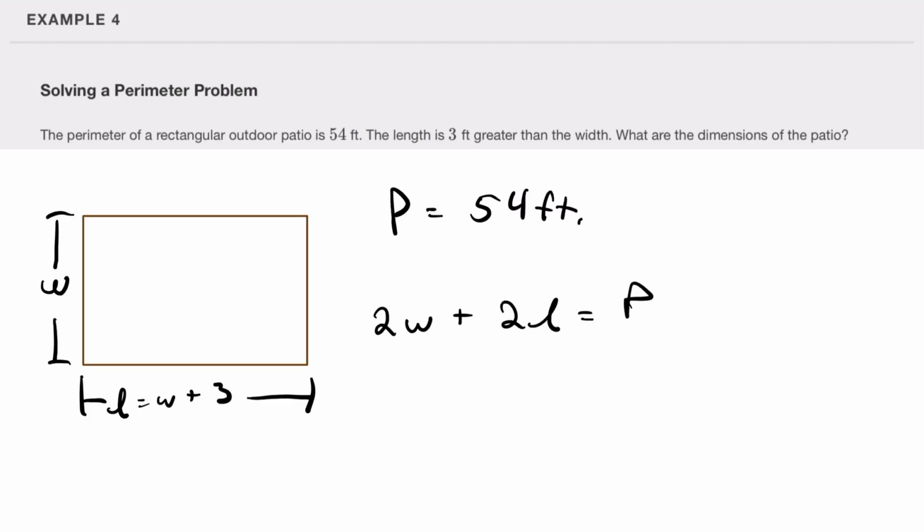Okay. So I think we can get this down to one variable, right? We can rewrite L in terms of W, and they gave us information on the perimeter. So if we do our two substitutions, 2W plus 2 times our L equals 54, but L is W plus 3. At this point, we have one equation, one unknown, so we should be able to solve.